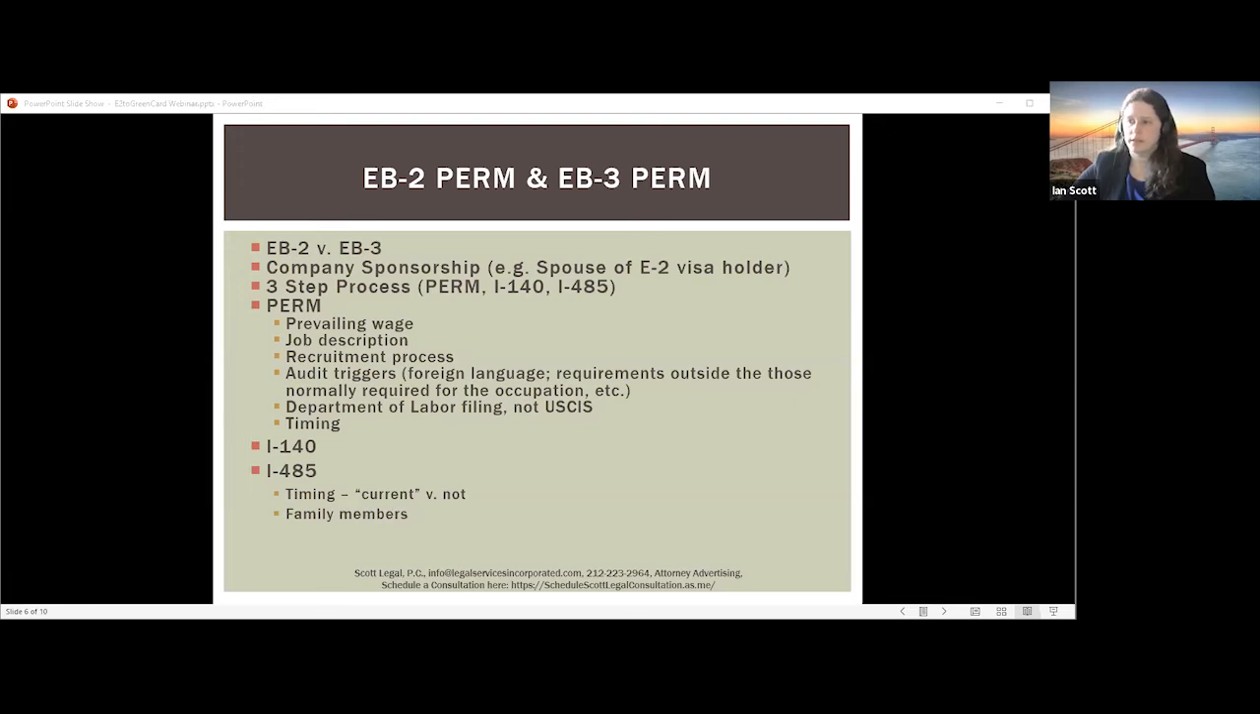In terms of the timing, similar to the other ones we've talked about, there's two petitions at this stage. The first is the I-140. The second is the I-485 or green card. You can also file this through consular processing. The normal process for perm is that you're working for a company in the United States, and then they sponsor you, and you will file the I-485.